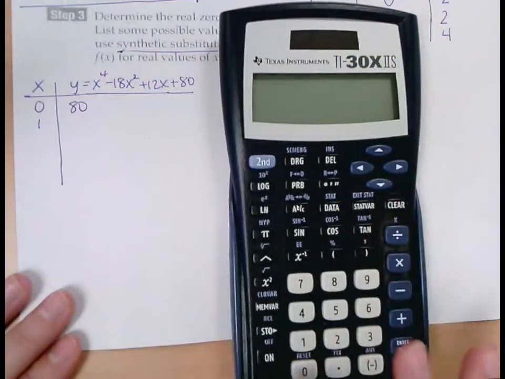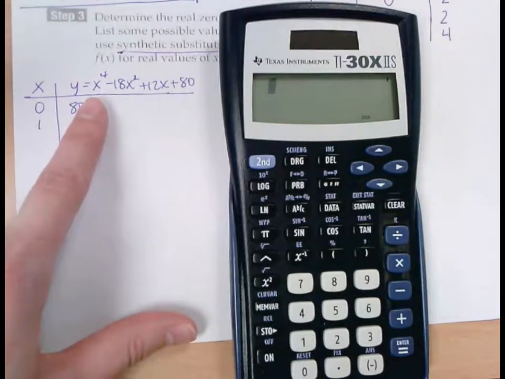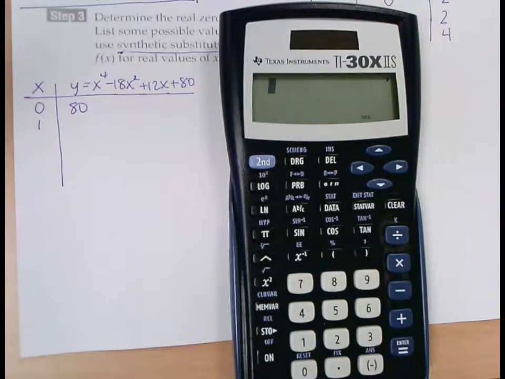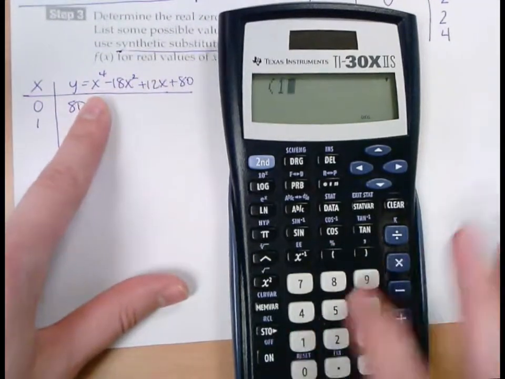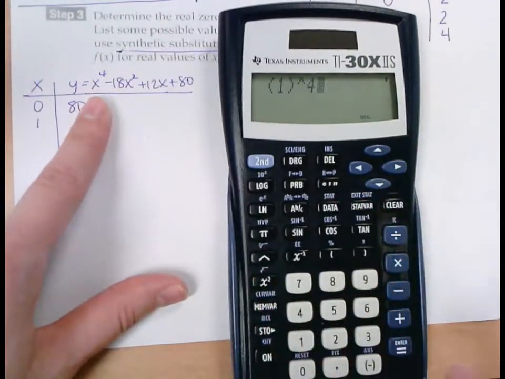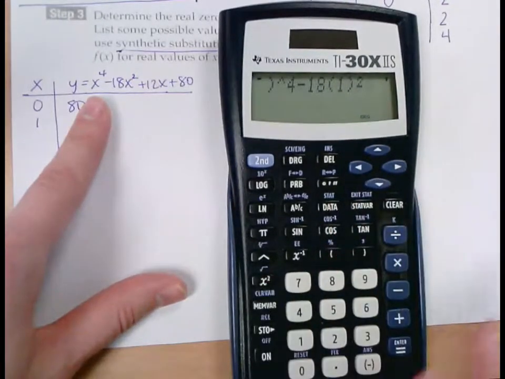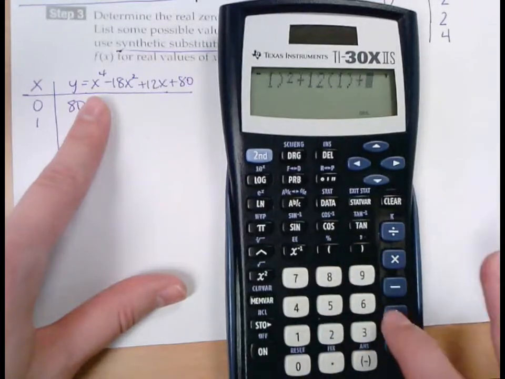And remember, I showed you this before. I know it doesn't work on all calculators. It can be helpful if you put your x value in parentheses, and then you can just keep replacing it with the other x values you plug in, and you don't have to retype the whole thing every time. So I would put in parentheses 1 to the 4th power minus 18 in parentheses 1 to the 2nd plus 12 in parentheses times 1 plus 80.